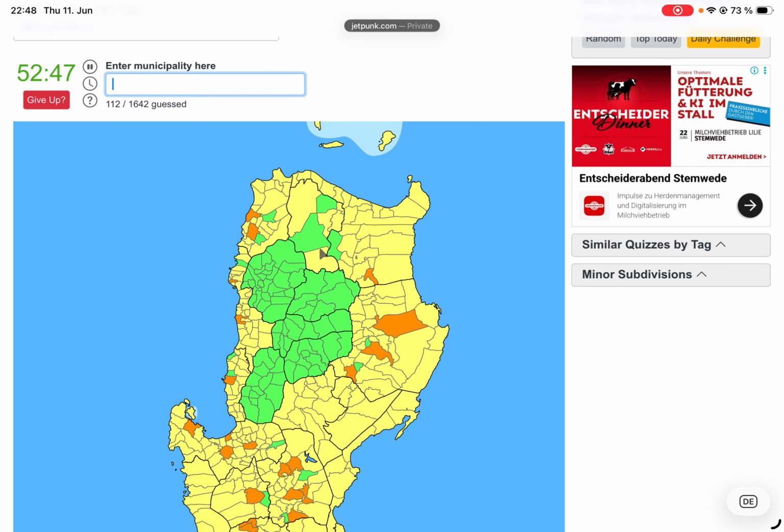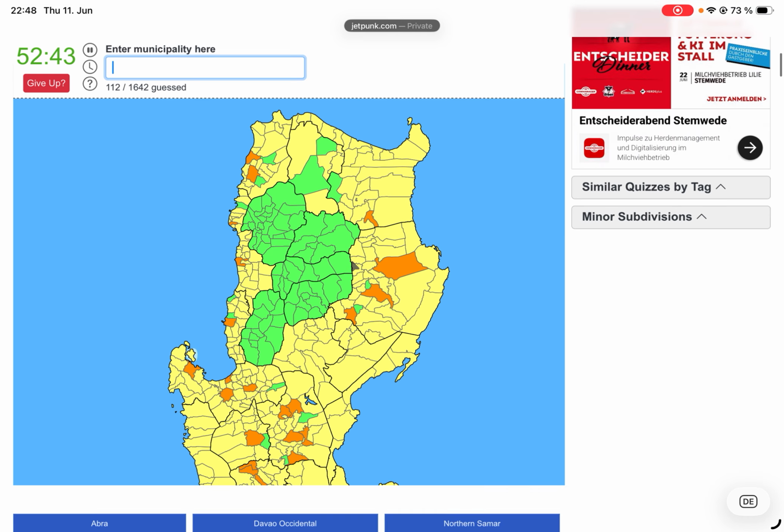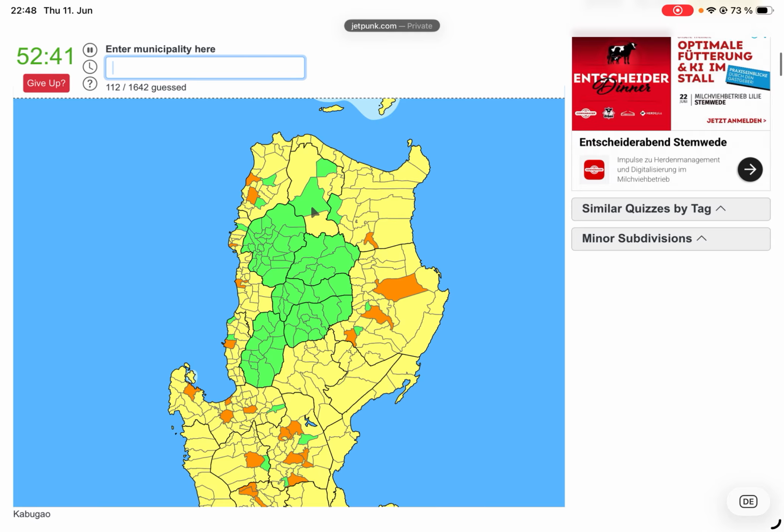Kabugao. And the de facto, no, I think I'm mixing up. I think the de facto capital is Kabugao, and then the de jure capital, the actual one in real life, is located in Luna. And what's funny about this province is that neither of these two cities is the biggest city of the province. The biggest city is called Conner, right here in the south.